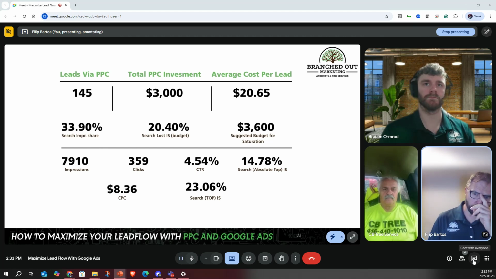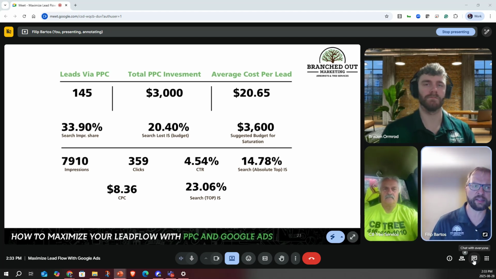The next metrics that we take a look at are the number of impressions, which is the number of times that our ad is seen. Beyond that, the clicks: how many times people are actually clicking on the ad and coming to our site. This gives us the click-through rate, which in this case is 4.54%.